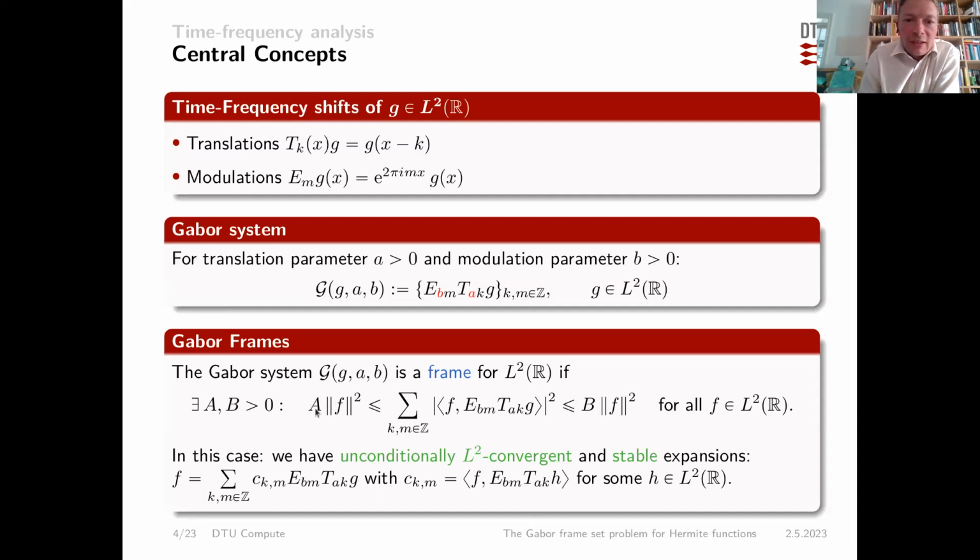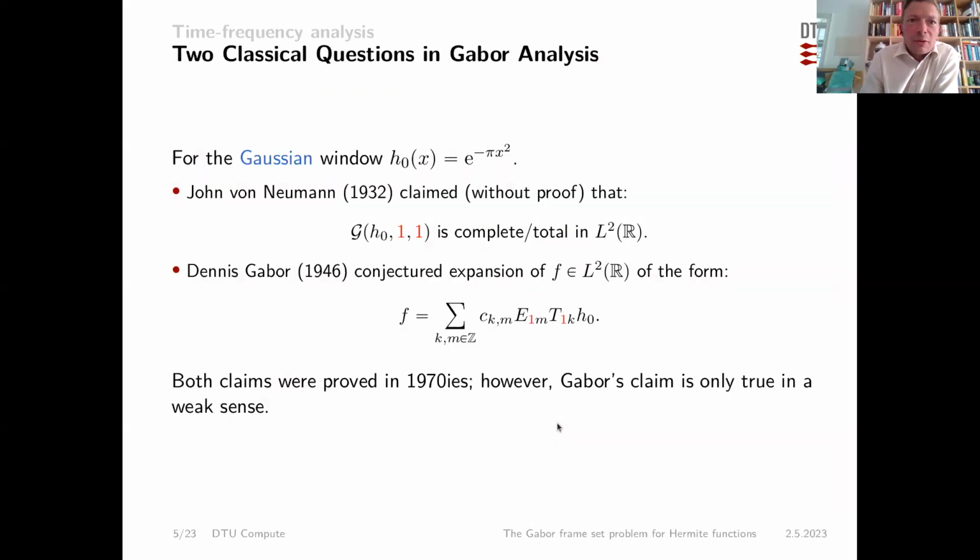So A fits as a lower bound and B as an upper bound, and these two inequalities should hold for all functions in L2. And we're interested in this case because this is exactly what gives us unconditionally L2 convergence and stable expansions. Okay, so just a note of terminology, if the upper bound holds, we call it a Bessel system.